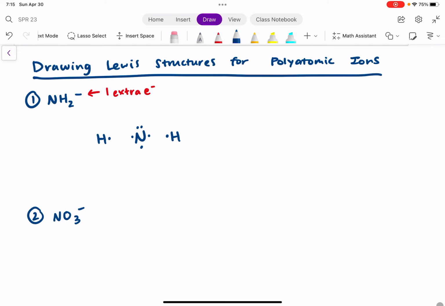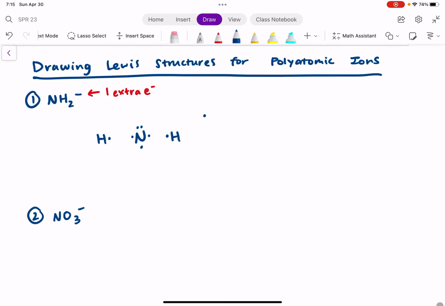The way I like to do it is I just put the electron somewhere hanging out around my molecule, and that way I won't forget to put it in my Lewis structure. It's just kind of hanging out in the ether. It's not on any of the atoms yet, because I don't know where I want to put it yet.